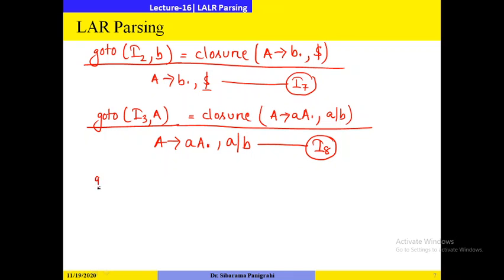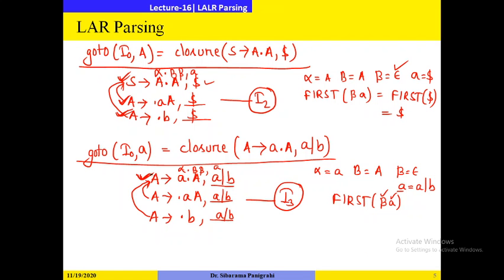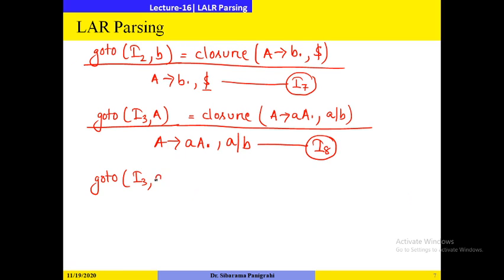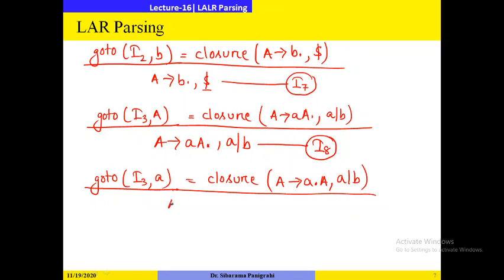Now go to I3 comma. So now we have to check in I3, can you jump any other symbol? Yes, here you can jump the small a. If you jump this small a, what you will get? A gives to A dot A comma A or B. So go to I3 comma small a. It's nothing but closure of A gives to A dot A comma A or B. So what you will get over here? You will get A gives to A dot A, comma A or B. Now you see dot A you have got.